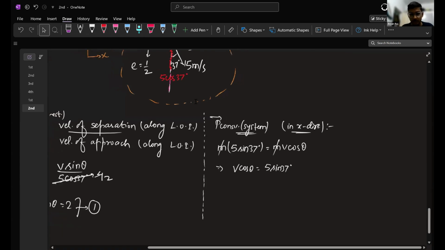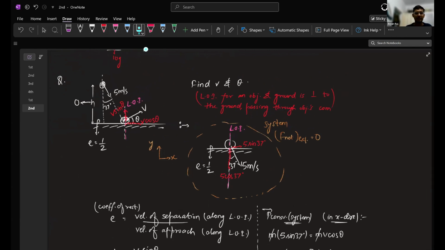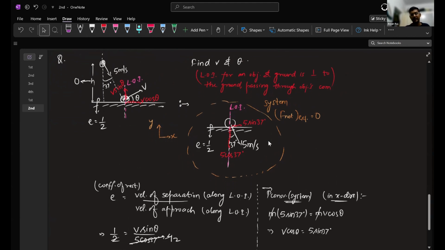Now, let me tell you about a very beautiful observation. Since there was ground present here, you can see what result came out after the momentum conservation: V cos theta is equal to 5 sin 37 degrees. It means the x direction velocity finally is equal to the x direction velocity initially. It means the x direction velocity is never going to be affected after the collision, because this e factor, which is responsible for the velocity of separation and the velocity of approach along the line of impact, means in the y direction the velocities are not the same.